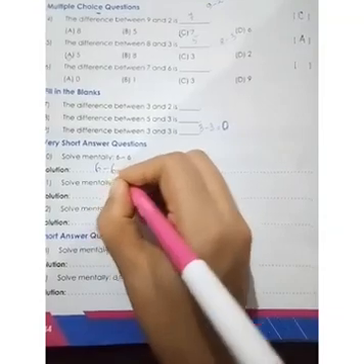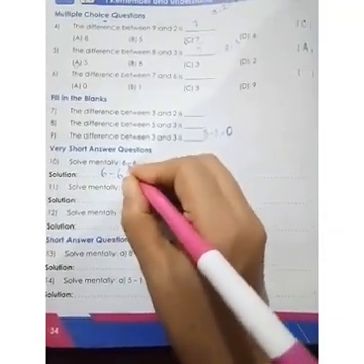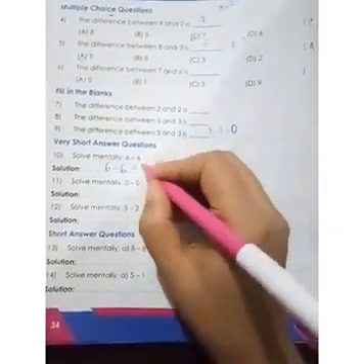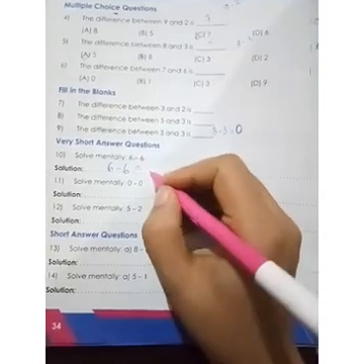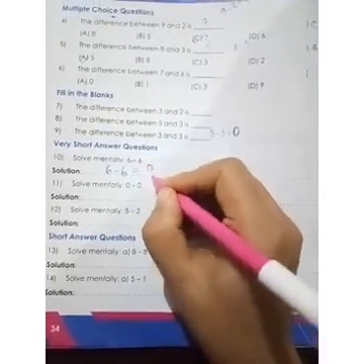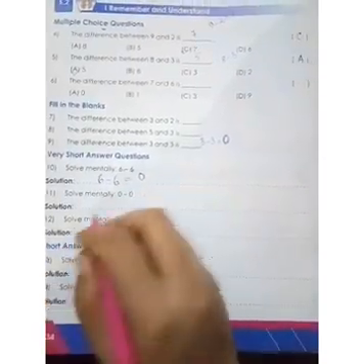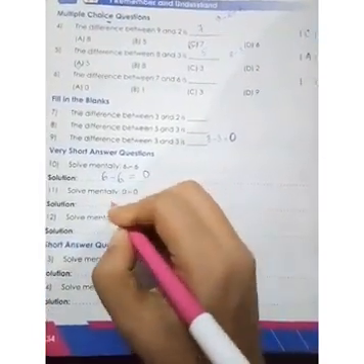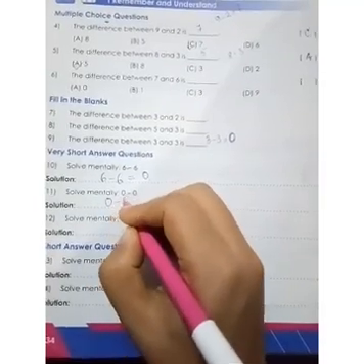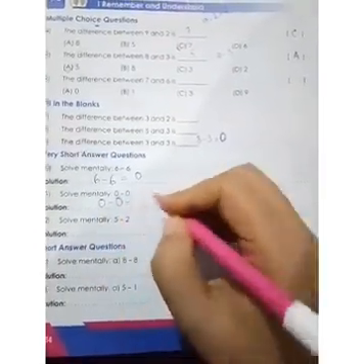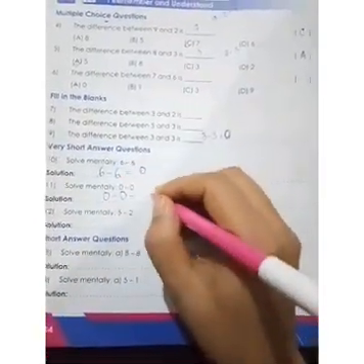6 minus 6 equals to, so according to the 0 property of subtraction, if we subtract the same number, what are we getting? 0. Okay, 0 is a number which has got no value, nothing. The next question is 0 minus 0. Okay, so 0 minus 0 equals to how much? So if you subtract nothing with nothing, you will get 0 only. Okay, so 0 minus 0, 0.